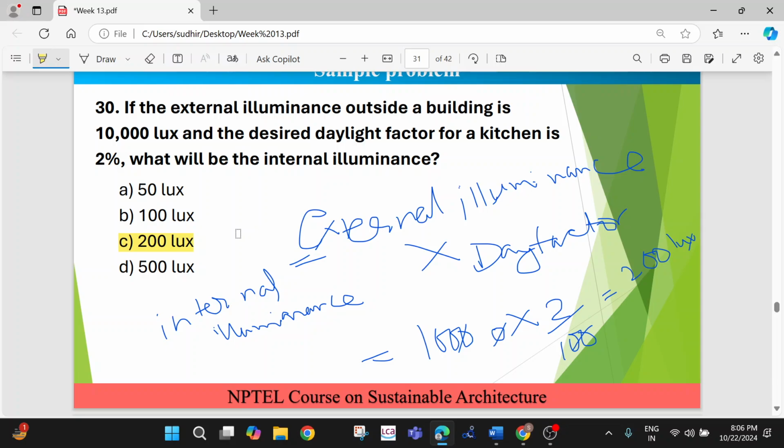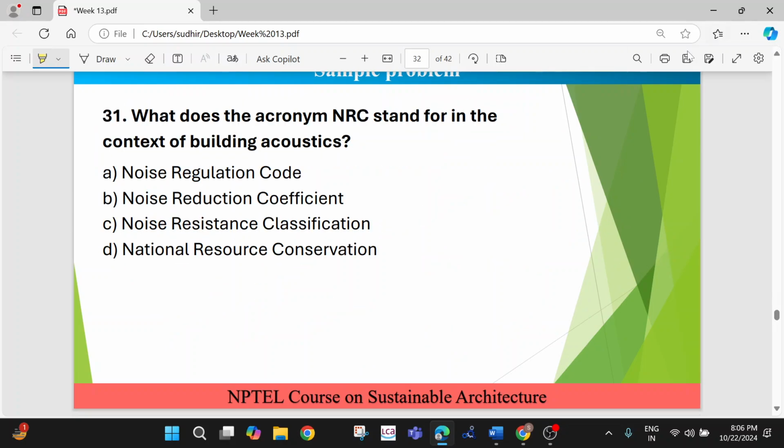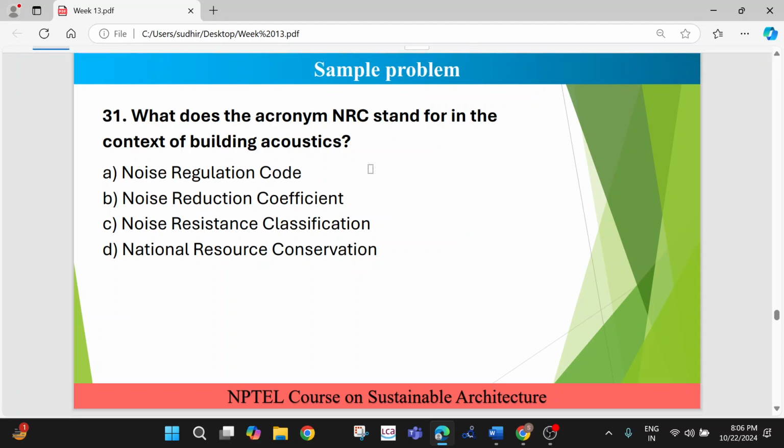Question number 31. What does the acronym NRC stand for in the context of building acoustics? Try to give an answer to this question as well.